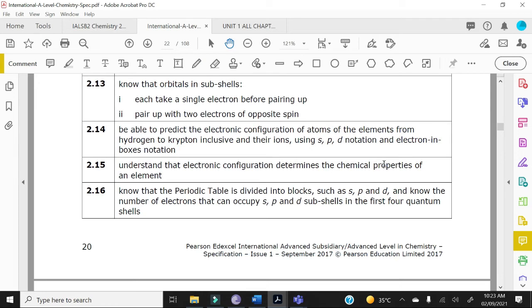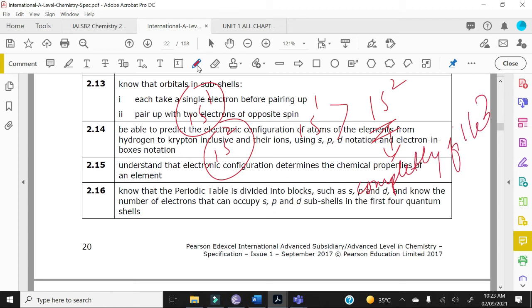Any question till now? Understand that electronic configuration determines the chemical properties of an element. Okay, chemical properties can be predicted from the outermost electronic configuration. Let's suppose 1s2 and 1s1 we are comparing. Which one is more reactive? 1s1 is more reactive than 1s2. The reason is this is completely filled and this one is partially filled. So completely filled is stable and partially filled is unstable.